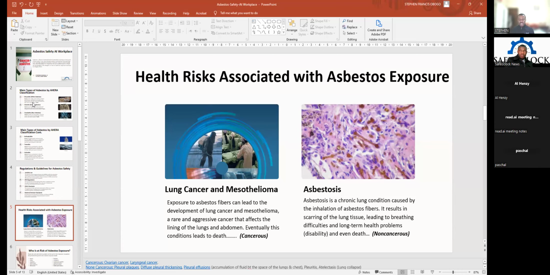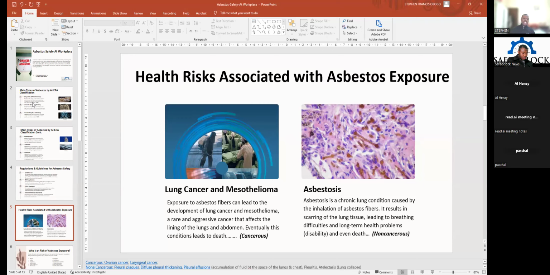Like asbestosis, which is a chronic lung condition caused by the inhalation of asbestos fiber. It results in scarring of the lung tissue, leading to breathing difficulty and long-term health problems. This could be like a disability where you become disabled in some aspect, having some inability to breathe properly. It is not cancerous, but it's a condition just like somebody who has asthma. The person will be having crisis, having difficulty, though it's not cancerous.